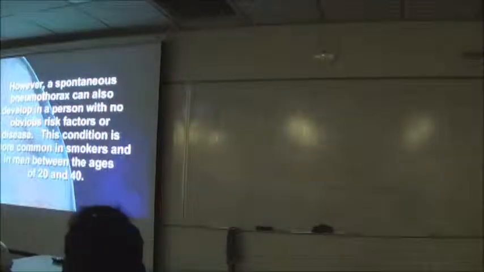A spontaneous pneumothorax occurs without injury as a result of certain lung diseases, such as asthma, emphysema, or COPD. Small air-filled sacs called blebs can form on the lungs. If the blebs rupture, they can release air into the pleural cavity. Pressure from the trapped air causes the lung to collapse. However, a spontaneous pneumothorax can also develop in a person with no obvious risk factors or disease. This condition is more common in smokers and in men between the ages of 20 and 40.